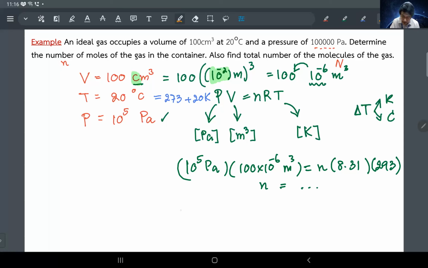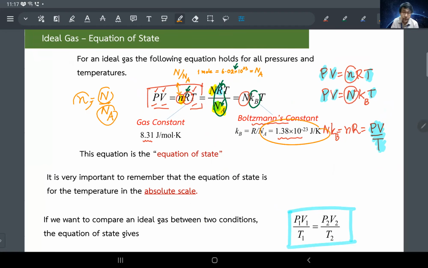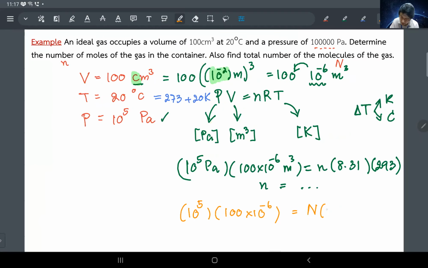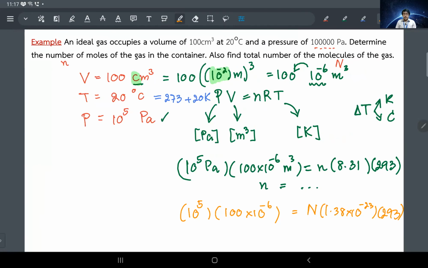Cool. All right. And of course, if you say, but Ajahn, I want the capital N, the number of molecules, the left-hand side looks exactly the same. That's the P, the V, and you just pair this with the capital N, and then you plug in the Boltzmann constant instead. So you just go back and use the k right here instead of the R. It's going to be around 1.38 times 10 to the negative 23rd. And then you use the same temperature right there. That's it. You're done. And that allows you to calculate the capital N.